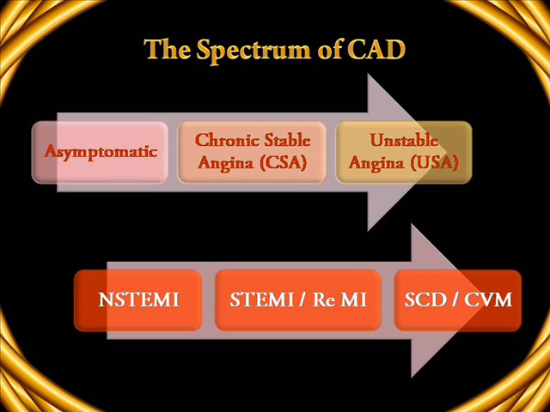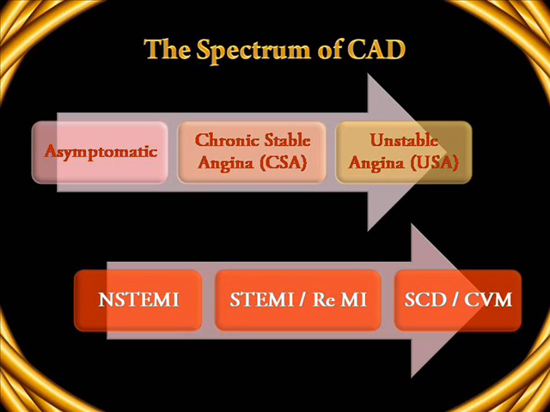Let us look at the spectrum of coronary artery disease. Coronary artery disease in the majority of individuals may be asymptomatic, though they have some definite degree of coronary narrowing. As time passes, some of these people will develop chronic stable angina. The next stage, of course, will be progressive angina leading on to unstable angina. This unstable angina can result in non-ST segment elevation myocardial infarction or ST segment elevation myocardial infarction.